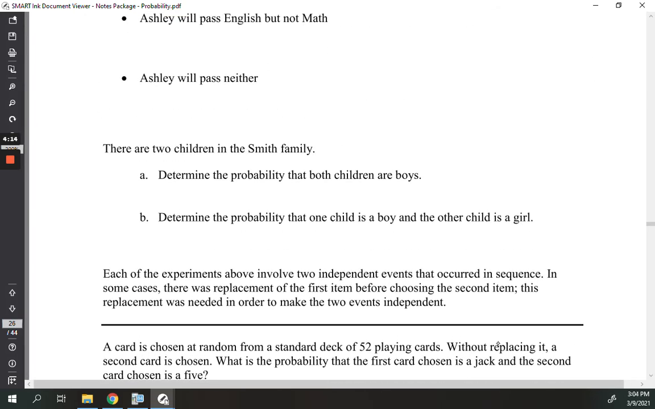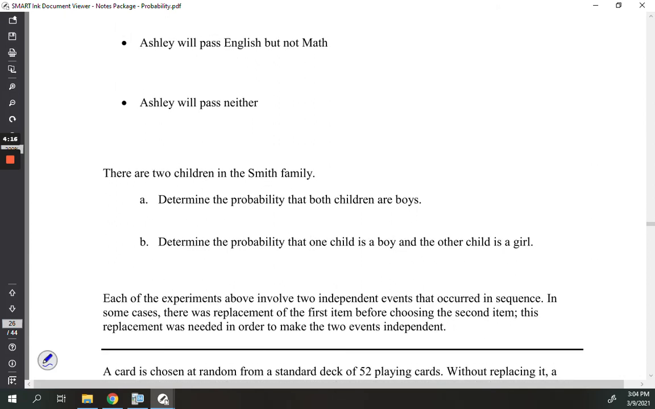Well, actually, I want to go through one more first. 2 children in the Smith family. This is, again, an independent event. Determine the probability that if you have 2 children that both are boys. So if I wrote that out, it's the probability that you have a boy and another boy. If you're to calculate that probability, the chances of having a boy when you're pregnant are 1 out of 2 possible options. You could have a boy or a girl.